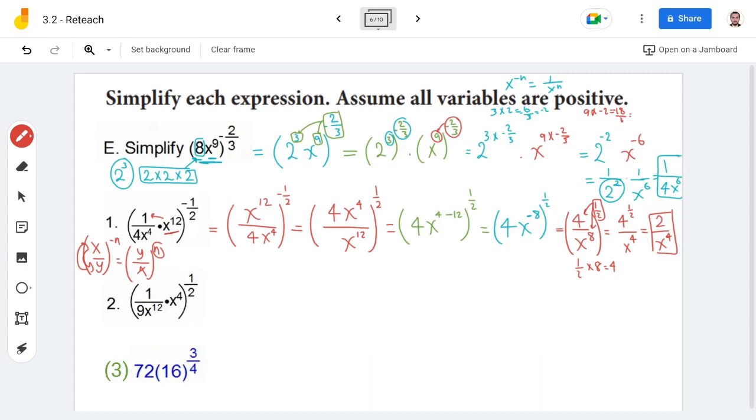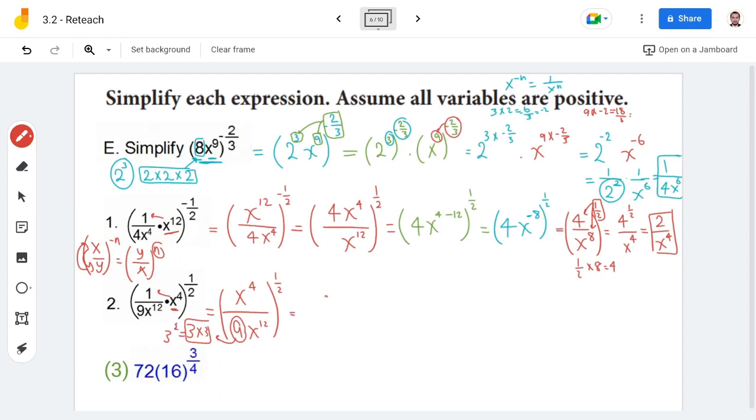Okay, now let's go to question 2. Question 2 is similar to question 1, where we have x multiplied with a fraction. So my question will be x to the power of 4 over 9 x to the power of 12, all of that to the power of 1 over 2. Now, can we simplify the 9? Can we write it as 3 times 3, and rewrite it as 3 to the power of 2? Yeah, we can do this.